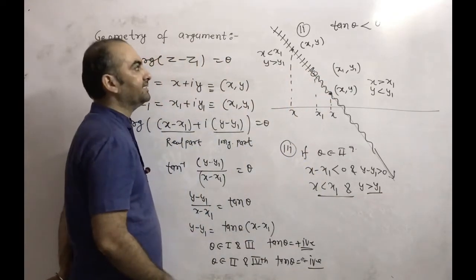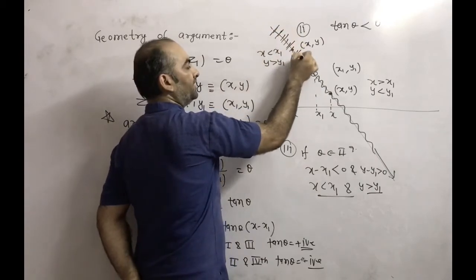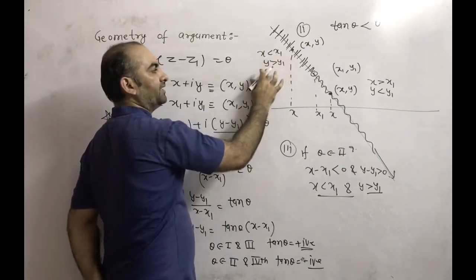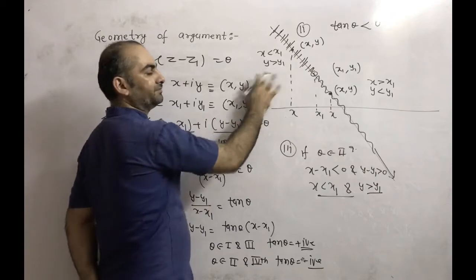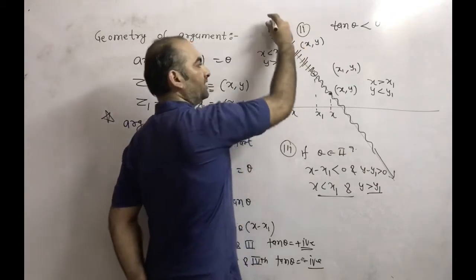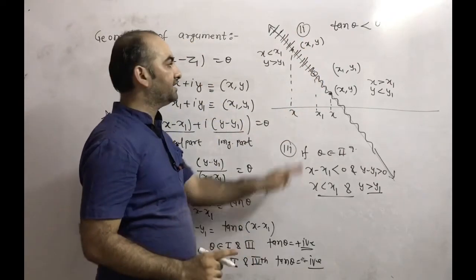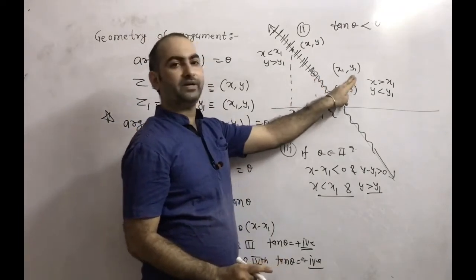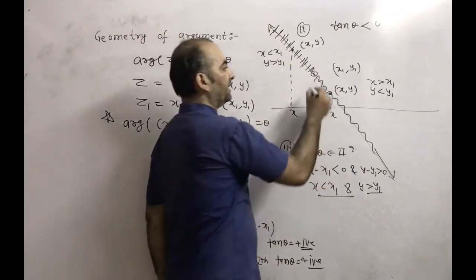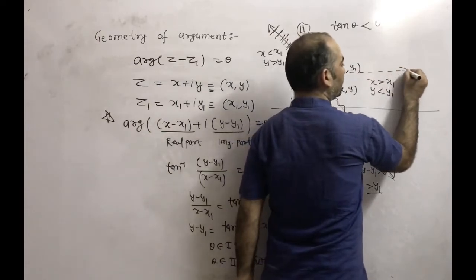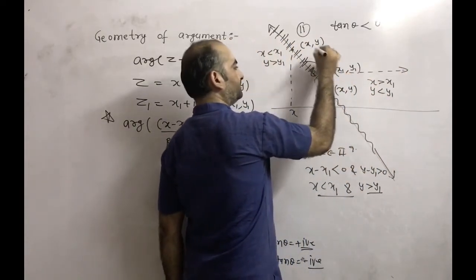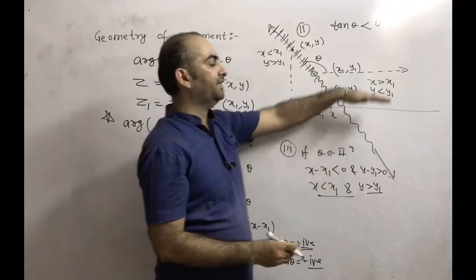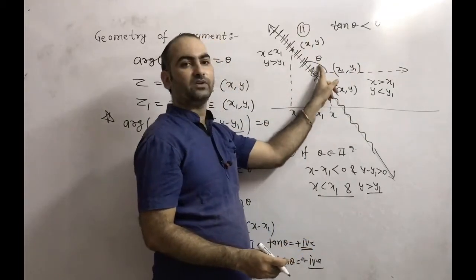So x comma y lies here, then we can say that x is less than x1, y is greater than y1. So this portion will come. Okay, so it is a ray emitting from x1 comma y1 and toward this one. Okay, so if we take line parallel to real axis, so this angle is what? Theta. Okay, angle we have to count in anti-clockwise direction. So this is what? In second quadrant.